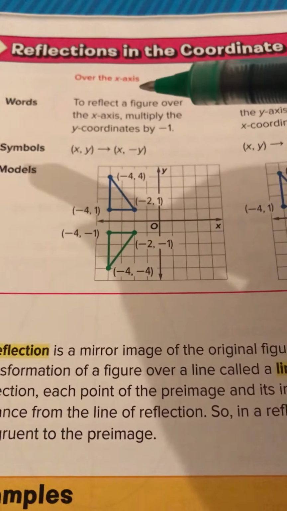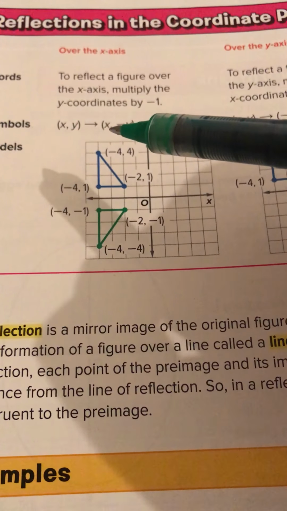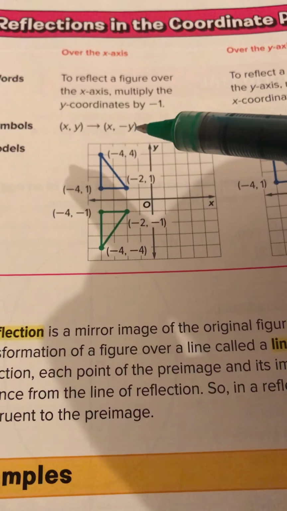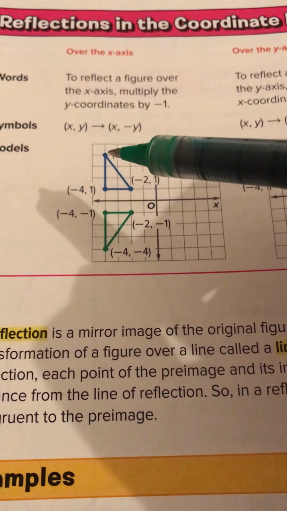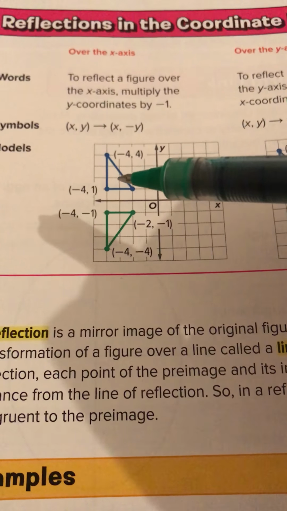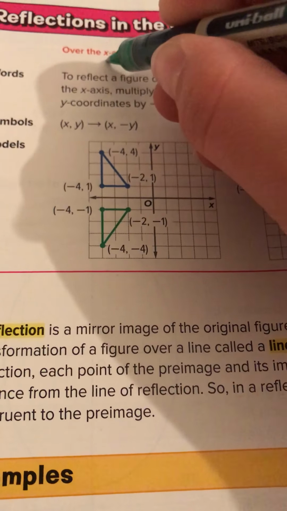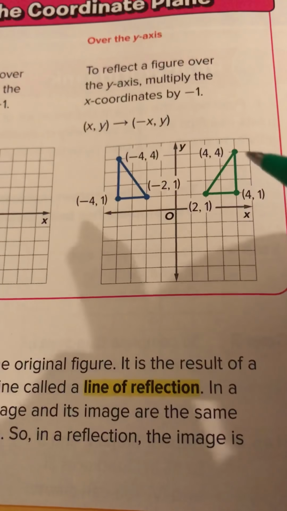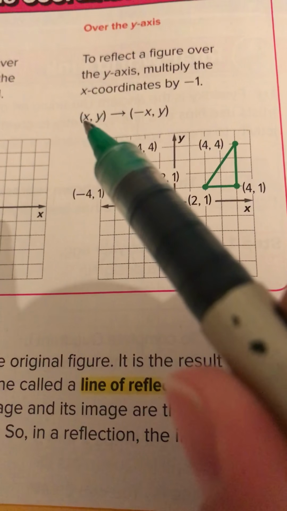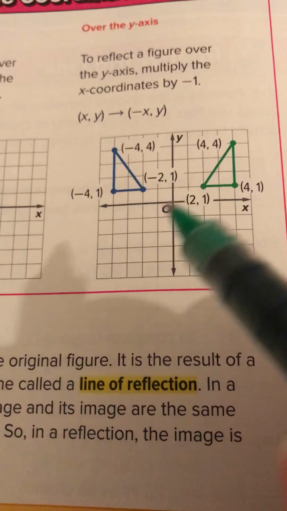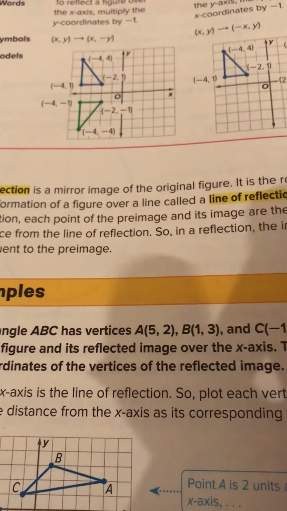So if you're reflecting across the x-axis, your x-coordinate will stay the same, but your y-coordinate will change to the opposite sign. So if the y-coordinate is positive, it will become negative, and if it's negative, it will become positive for a reflection across the x-axis. A reflection across the y-axis will change the x-coordinate to the opposite sign. So if it's positive, it will change to negative, and negative to positive. Okay, they reflect across the line of reflection.